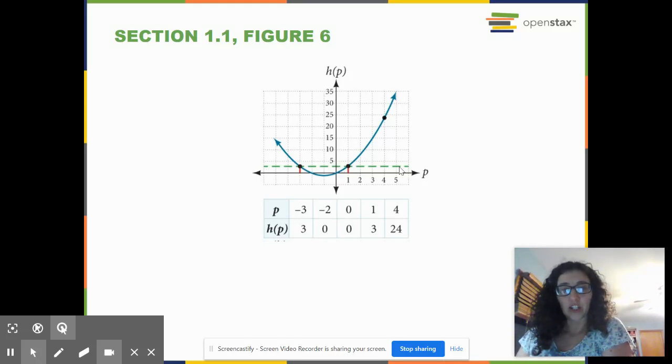And they asked us to solve it. So we set h of p equal to 3. And what did we find? We found the answers 1 and -3. And lo and behold, that is where this parabola crosses that line, h of p equals 3. Kind of cool.